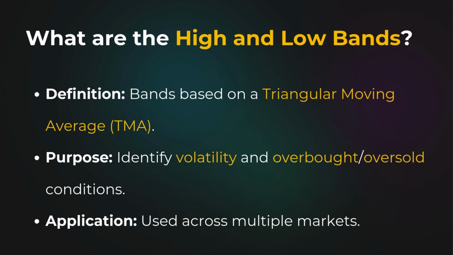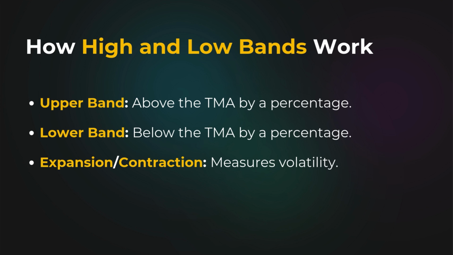The high and low bands indicator uses a triangular moving average as its foundation. This helps smooth out price fluctuations, making it easier to spot volatility and potential reversal points in the market. The upper and lower bands are calculated by adding or subtracting a percentage from the triangular moving average. As market volatility increases, these bands expand, offering traders insights into potential breakouts or reversals.